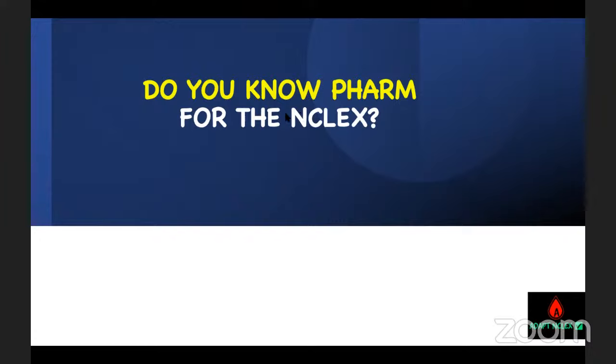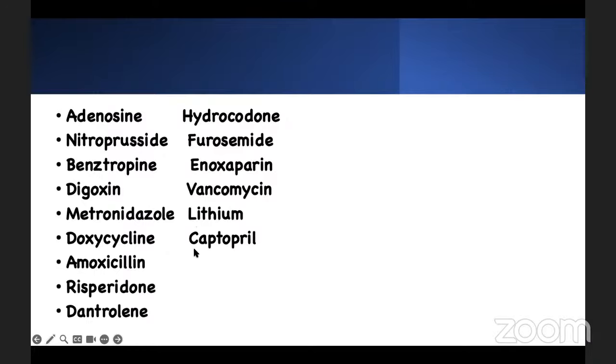How much pharm do you know for the NCLEX? Just give me one piece of information about them, a priority piece of information. Will you be able to do that? That is the key. You should be able to look at a medication and say, I know at least 2-3 things the examiner is going to ask me about.